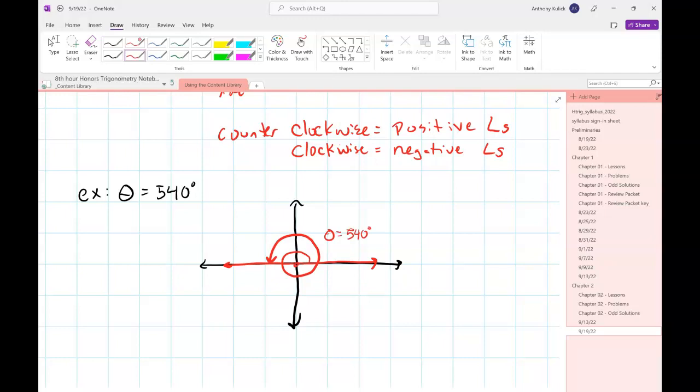Can we call that a 540? Yeah! We can do that still, right? There's nothing that restricts us from going around more than once, spinning our terminal side more than once. Oh, all right, Mr. Kulik. So now what size of angles can we make? All real numbers. Negative infinity to positive infinity. All we need to do is keep spinning until we get there.